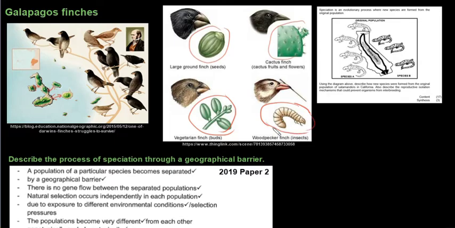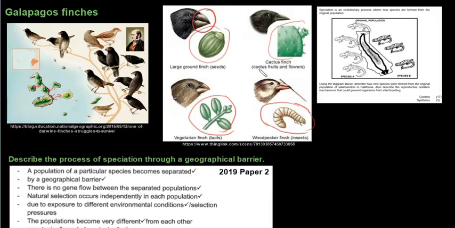Now, how these birds became so phenotypically and genotypically different is because on the island that had the seeds, the birds that survived were the ones that had a bigger beak shape that was able to crush these seeds. They were able to find more food, so they were more likely to survive and pass on this trait to their offspring.